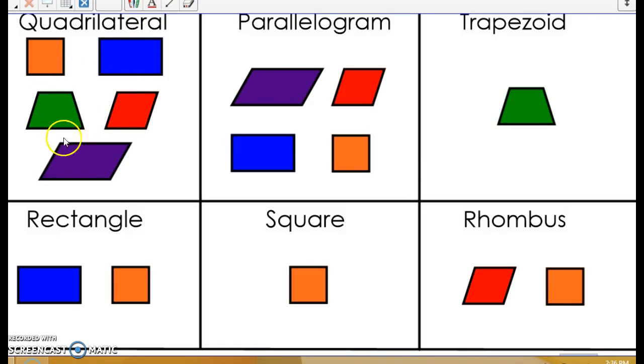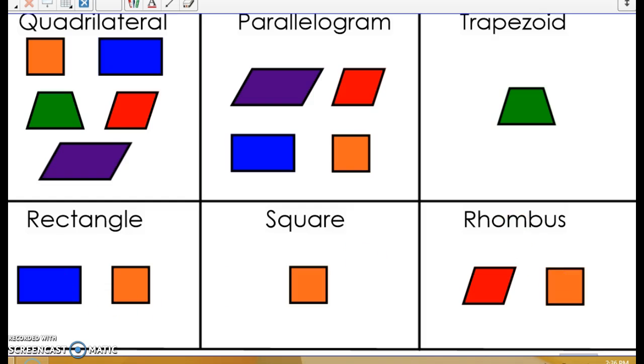So those are all quadrilaterals. These are all built under parallelogram. This is the only way to look at a trapezoid. Rectangle, yes, a square is a rectangle. Square, it's the only way to have a square. And technically a square also could be a rhombus.